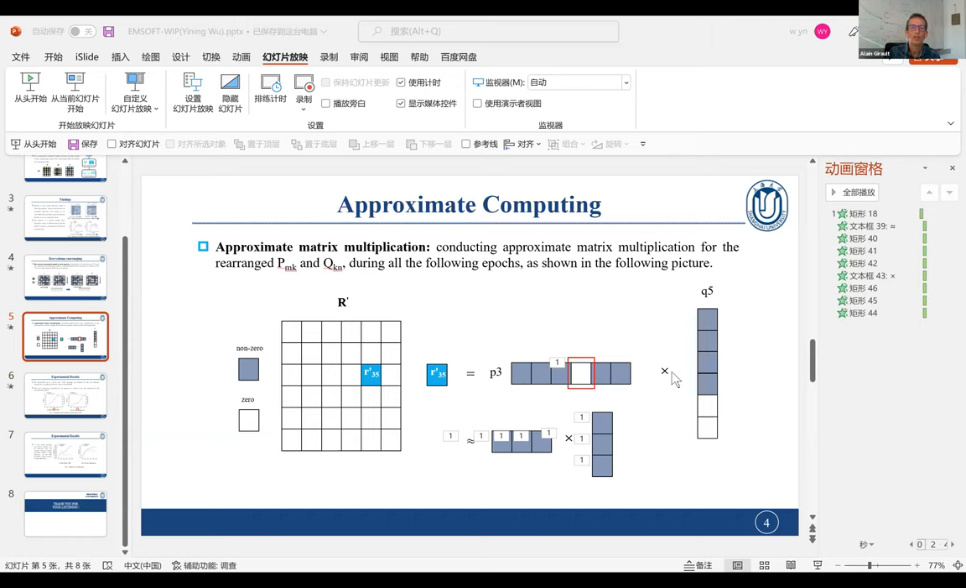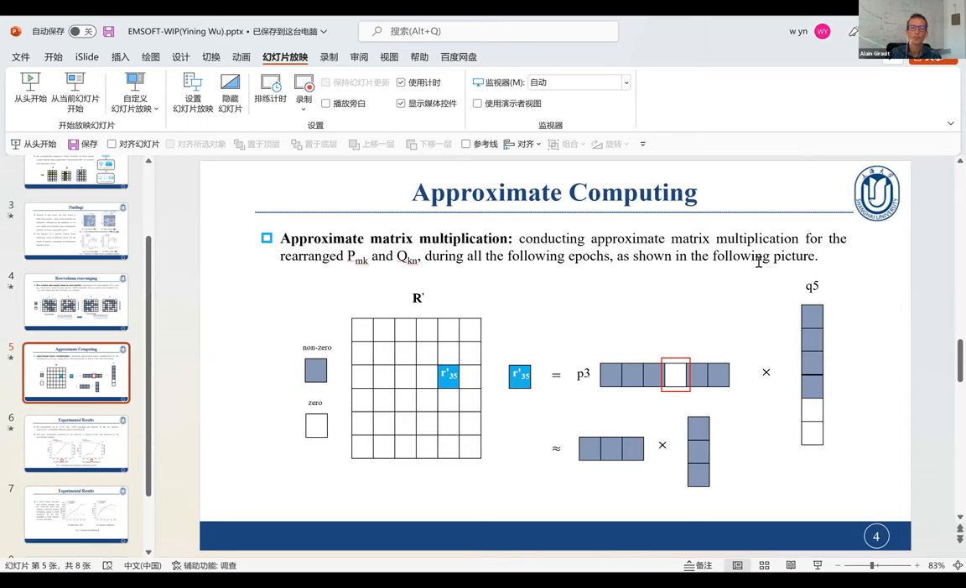Yes, okay. So this is approximate matrix multiplication. So what is the approximation? And how far are you from the exact result? And is it a problem in terms of the machine learning algorithm?